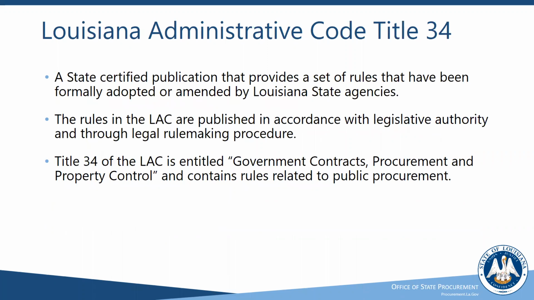So what is the Administrative Code and how does it apply to procurement? The code is a state-certified publication that provides a set of rules that have been formally adopted or amended by Louisiana state agencies. The rules in the LAC are published in accordance with legislative authority and through legal rulemaking procedure. Title 34 of the LAC is entitled Government Contracts, Procurement, and Property Control, and it contains the rules related to public procurement. Basically, this dives into a little more detail than you would see in statute. It's a lot more like the actual hands-on how we do things.